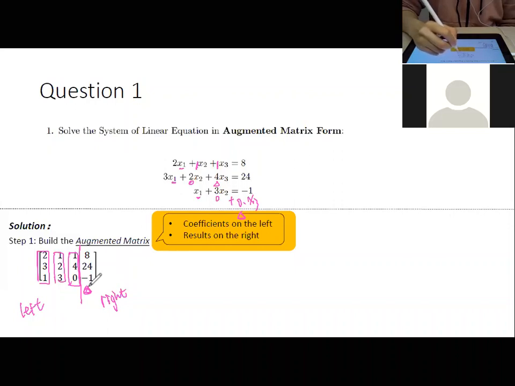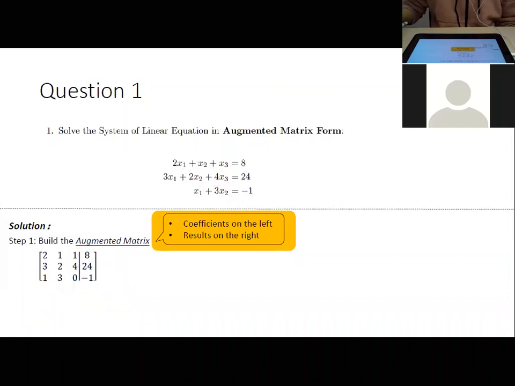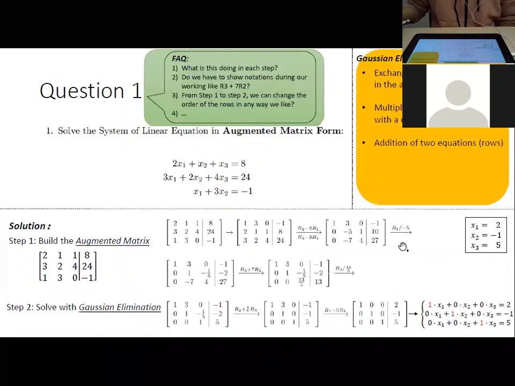So for step 1, we build the augmented matrix first, and we can build it directly according to the linear system of equations. It's very easy. And then we move to step 2. Step 2 is the key point of question 1. I want you to know what is Gaussian elimination.